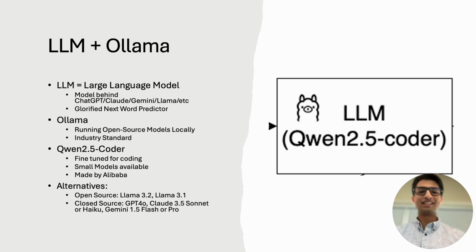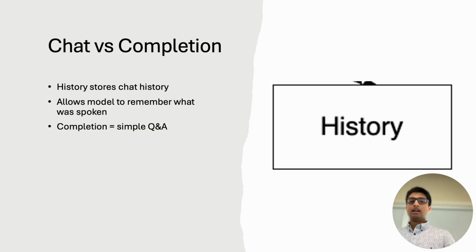But anyways, and then Gemini 1.5 Flash or Pro as well, depending on whichever model you prefer. But for this case, because we want to run it locally, we're going to use Qwen 2.5 Coder, because what I've found is to be the best and easiest to run. Then we have essentially the history. So the history is, like I said earlier, how we're doing chats.